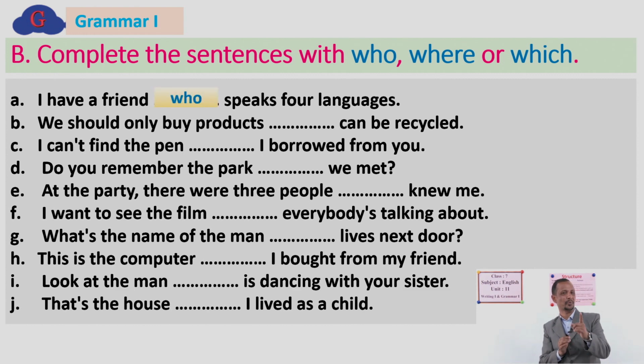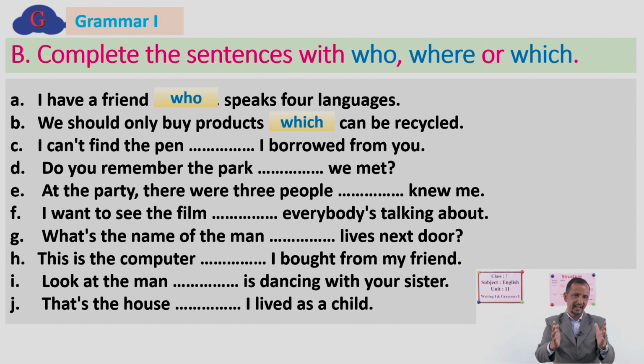Definitely that is who. Second one, please. Go ahead fast. We don't have to waste our time. We should only buy products. What is products? Things or person or place? That is what? Which can be recycled.